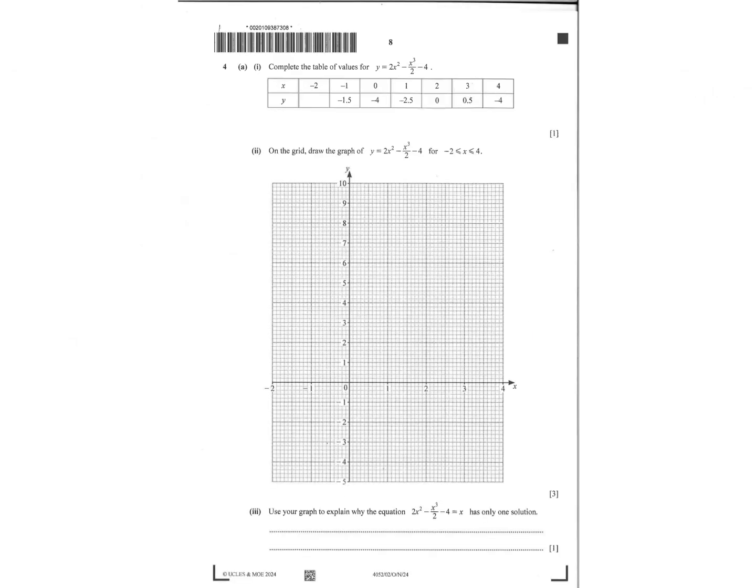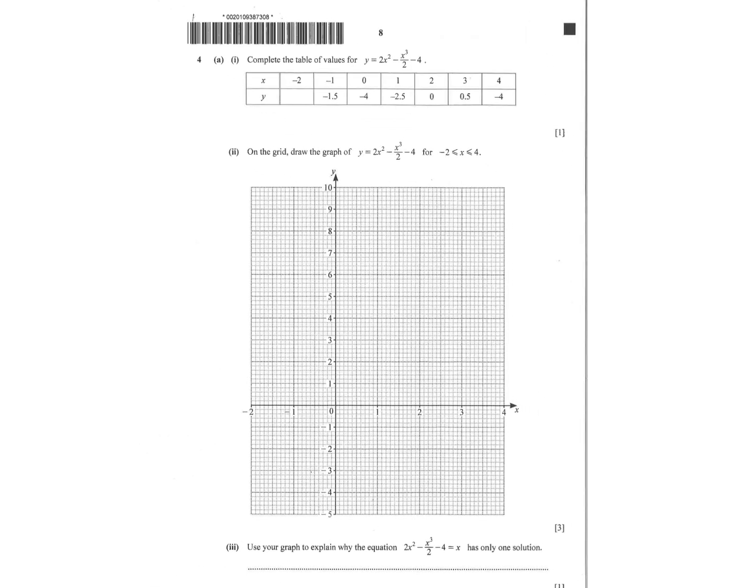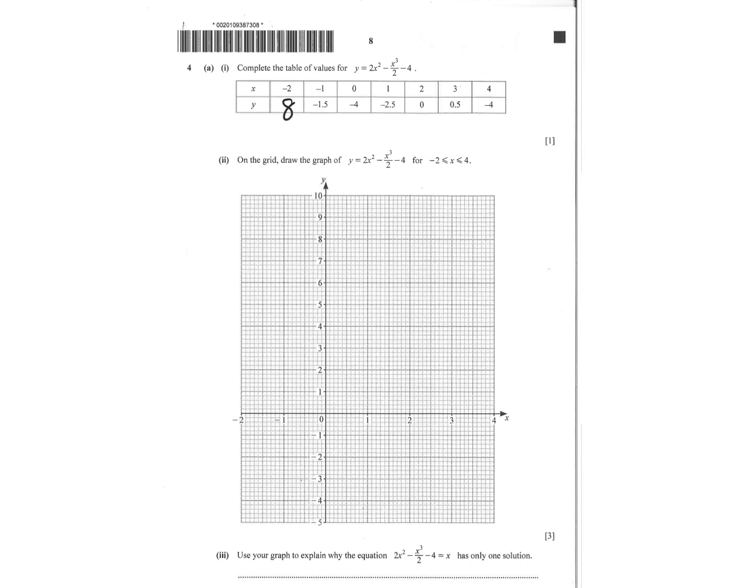Graph, okay? I never also do graph. Okay, let's plot it. Minus 2, 8. Minus 1, minus 1.5. 0, minus 4. 1, minus 2.5. 2, 0. 3, 0.5. 4, negative 4. So once you look at it, you know it is a cubic. The shape is intentionally a bit like this, because it's cubic.